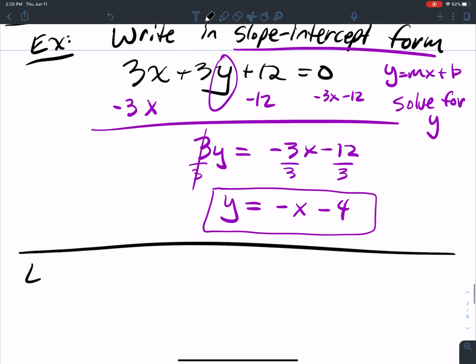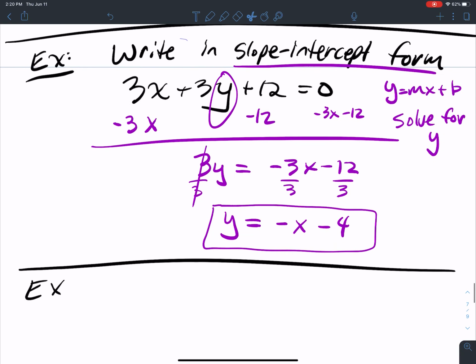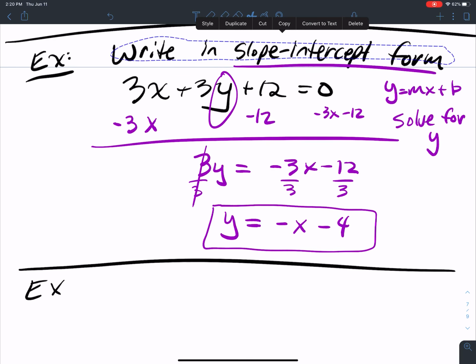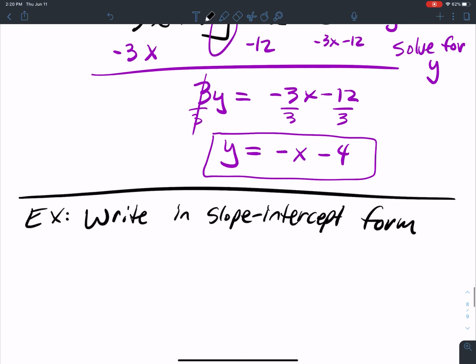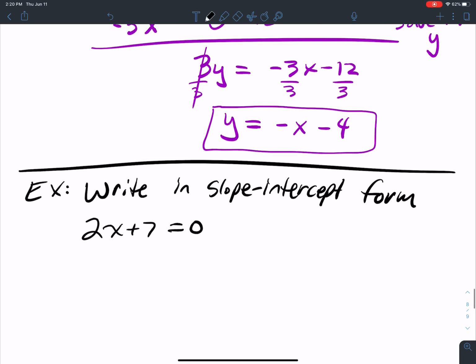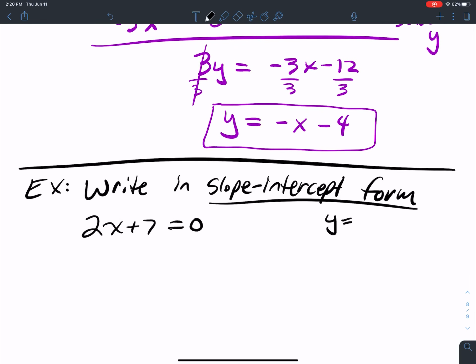Same type of problem. Write in slope-intercept form. The equation is 2x plus 7 equal to 0. How do I write in slope-intercept form? y equals mx plus b. So I solve for y. Oh, wait a second. There's no y here. So can I write this in slope-intercept form? No, I cannot. Can't do it. However, I can write in standard form.